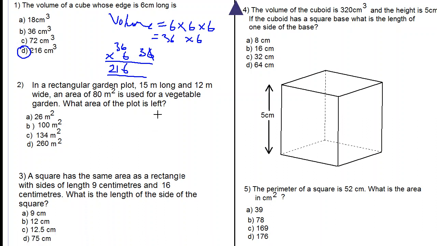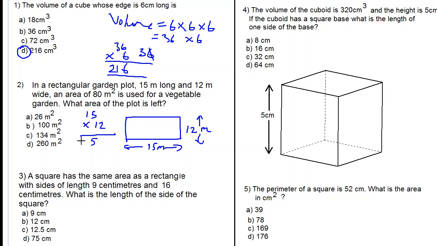Let's look at number 2. In a rectangular garden plot 15 meters long and 12 meters wide, an area of 80 meters squared is used for a vegetable garden. What area of the plot is left? So let's say we have our rectangular plot. Sometimes it's good to draw a diagram. And we have a width of 12 meters and a length of 15 meters. A certain portion of the space, 80 meters squared, will be used for a vegetable garden, and there will be an area of the plot left vacant. So let's find the area of the whole rectangle, which is length by breadth. So 15 times 12.